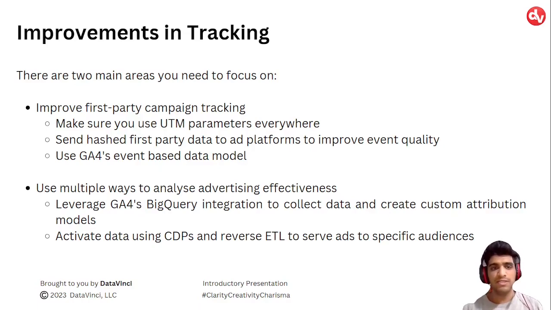Secondly, you should start sending hashed first-party data to ad platforms to improve the event quality and the match rate of the attribution. Thirdly, you can use GA4's event-based data model to quantify the engagement. We've made a video about this and we'll link that in the description as well on how you can quantify engagement and understand better on what type of users would convert instead of just spending money blindly.